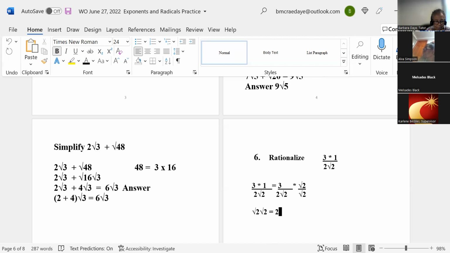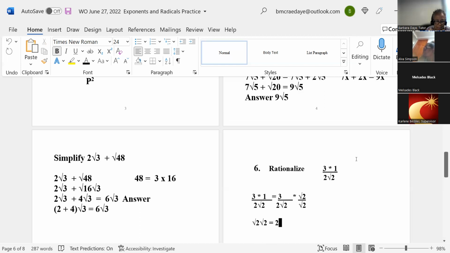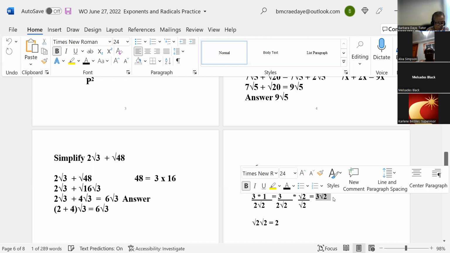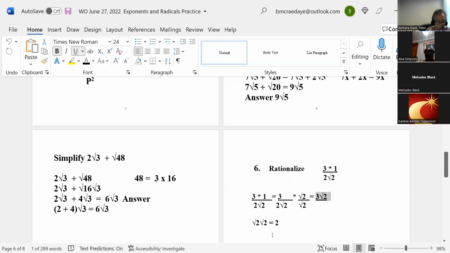Okay, so let's go back up here, and I'll put my equal sign. Now, the top, I'll just have 3 times the square root of 2, right? Now, the bottom, the denominator, what would I have, Mercedes? 2 times square root of 2 times square root of 2. What would that be equal to, Mercedes?